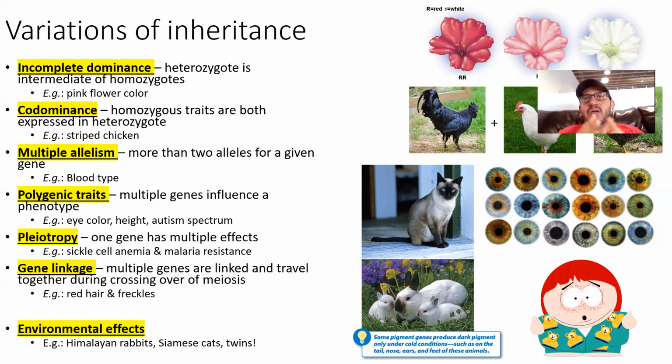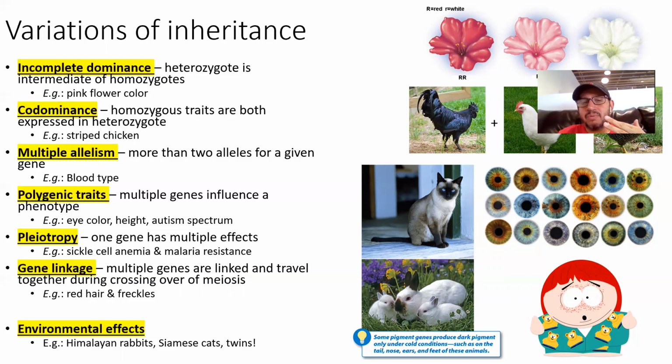Codominance is where you have both of the homozygous traits expressed. A good example in humans is the AB blood type. If you have type AB, that means you have the A and the B dominantly expressed. They're both dominant, so they're codominant. Co means together. So that's why you have the AB blood type. Multiple allelism, more than 2 alleles for a given gene. Again, the human blood types, A, B, or O.